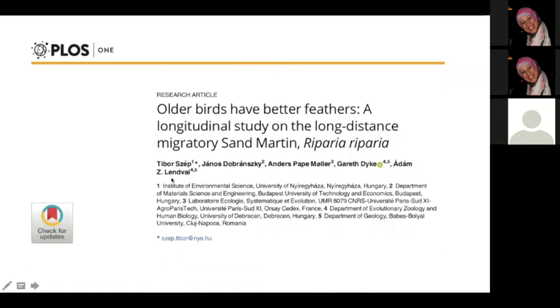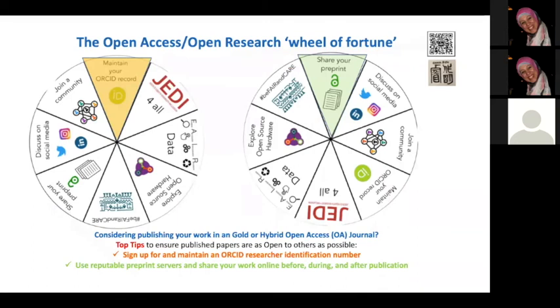Today, one of the things that we really need to do as researchers is come up with great research questions and then determine if those research questions warrant our time, warrant all of the work that we may need to do to answer those questions. So we do encourage people to have a look at this open access, open research wheel of fortune. How can you disseminate? How can you put your work out there? How can you tell people about your research? How can you show people that you're active? One way is to maintain your Orcid record. Another way is to share a preprint.